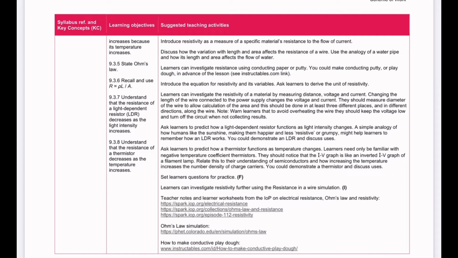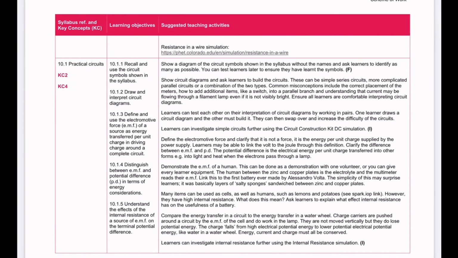9.3.7 Understand that the resistance of a light-dependent resistor, an LDR, decreases as the light intensity increases. 9.3.8 Understand that the resistance of a thermistor decreases as the temperature increases.